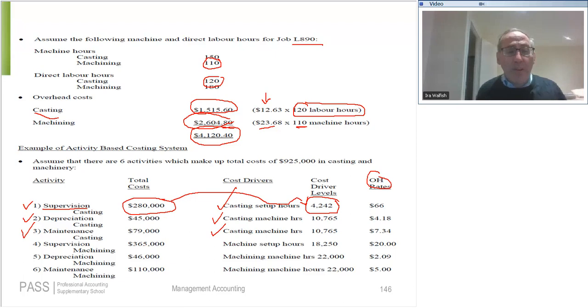And I would do the same thing for depreciation. I'd ask myself for the period, what are my total depreciation costs going to be for my casting department? What are my total machine hours going to be for that department for the period? 10,765. I take 45,000 divided by 10,765 to get my 418. And I would do the same thing for maintenance. These three numbers here are for the casting department. I would do the same thing for the machining department.